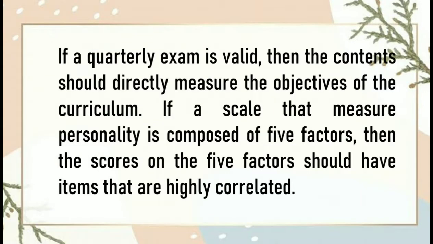Example, if a quarterly exam is valid, then the contents should directly measure the objectives of the curriculum. If a scale that measures personality is composed of 5 factors, then the score on the 5 factors should have items that are highly correlated. If an entrance exam is valid, it should predict students' grades after the first semester. It is better to understand the definition through looking at an example of invalidity.